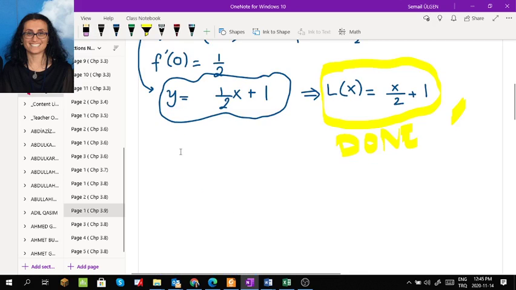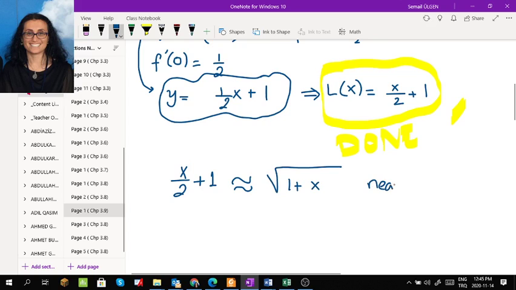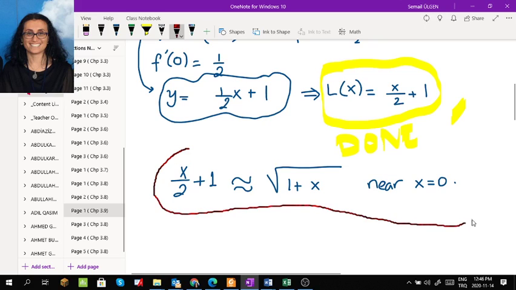Now we can say what the standard approximation of f is. We are going to say x over 2 plus 1 is approximately the same as the square root of 1 plus x near x equal to 0. So whenever you are near x equal to 0, you can actually use x over 2 plus 1 instead. So this is our standard approximation.